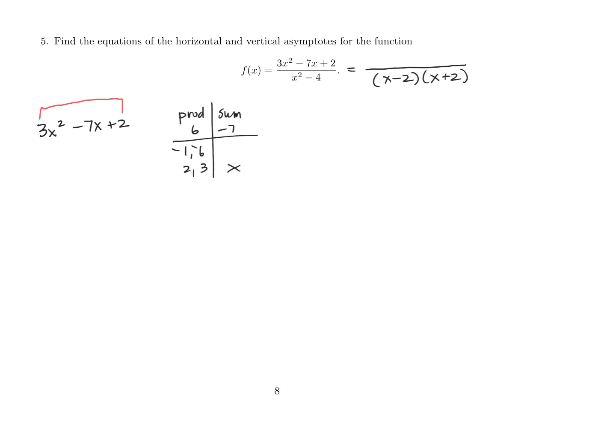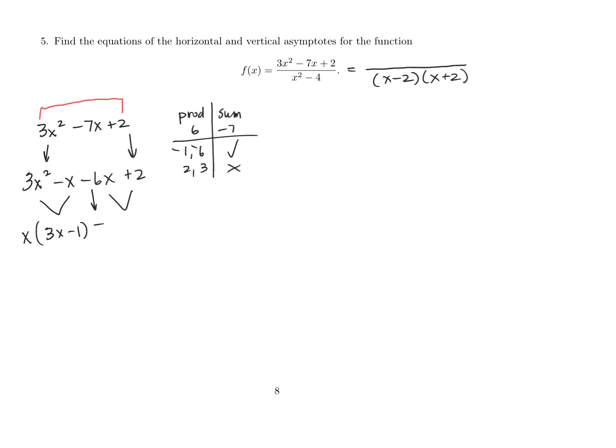If we make both of these negative, -1 times -6 is +6. And -1 plus -6 gives us -7. So that's going to be the numbers that we want to use. So we're going to bring down the 3x squared, and then we're going to use the -1x and the -6x to rewrite that -7x and bring down the +2. And so now we're going to do factor by grouping. So what's in common with the first pair? X. When you factor out x, you get 3x minus 1 left.